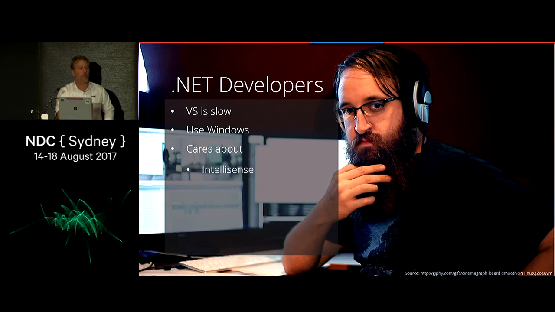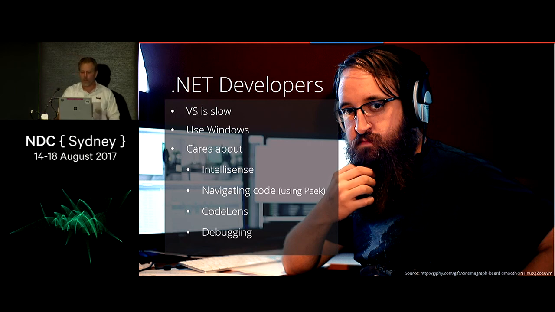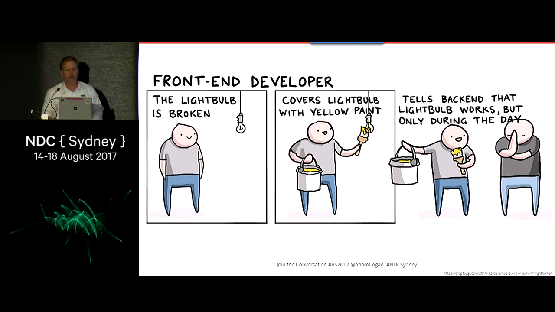These guys, we know that Visual Studio is slow. We don't care. We like Windows, we like productivity. We want IntelliSense, navigating code and peek. We want CodeLens. We want good debugging tools. We don't mind the price we pay. It's all cool. So we have front-end developers where the light bulb is broken and they cover the light bulb with yellow paint, and then they tell the back-end that the light bulb now works, but just during the day. Okay, and these are the type of people we have to deal with a lot.